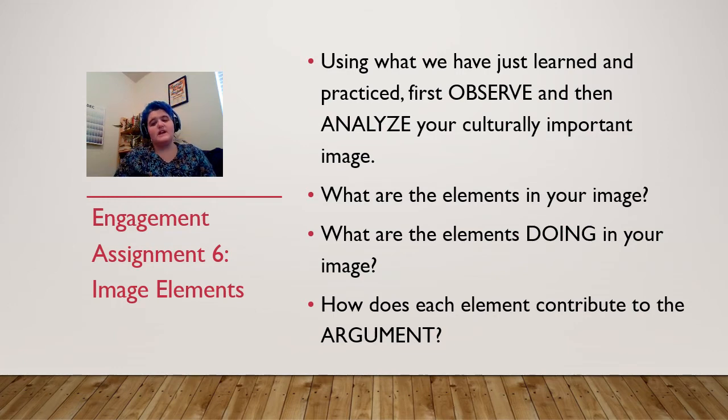Okay, so here is the part where you get to do this, and this is the reason that we're focusing on this really heavily right now: you're working on a project where you're analyzing a culturally important image. So I would like you to go through this process with your culturally important image. First observe and then analyze it. What are the elements? What are they doing? And how does each element contribute to the argument that is being made in your image? This is engagement assignment 6, image elements.